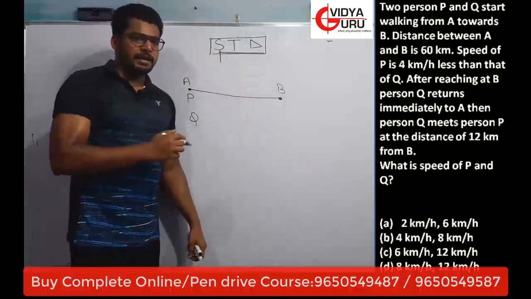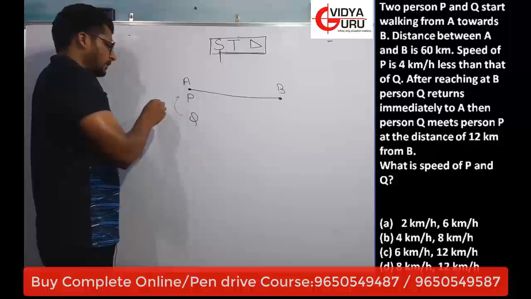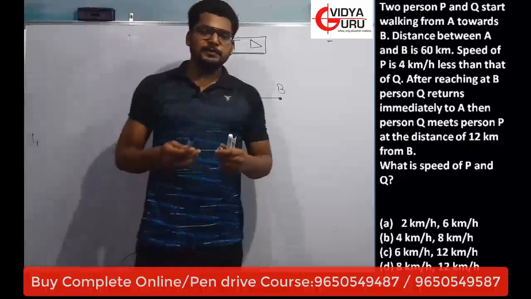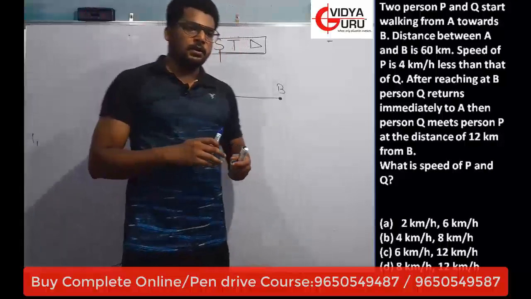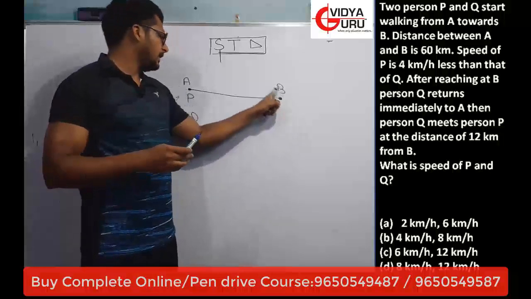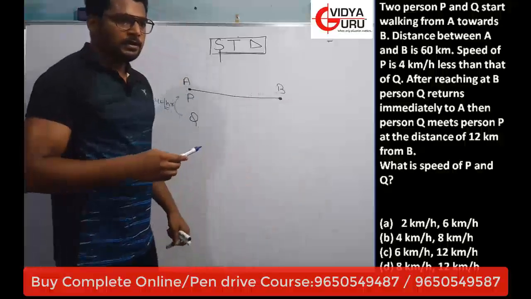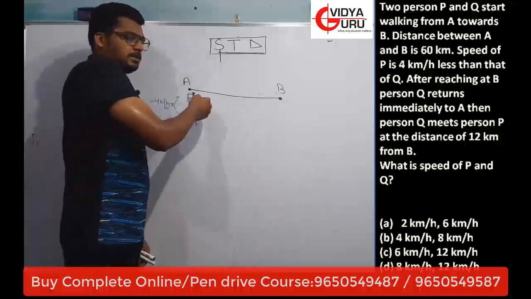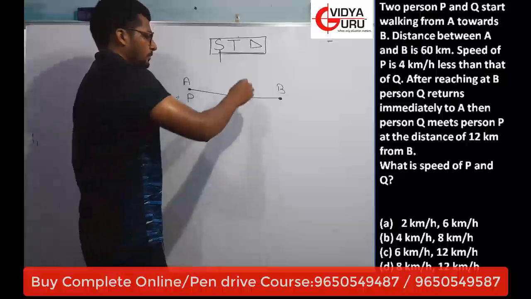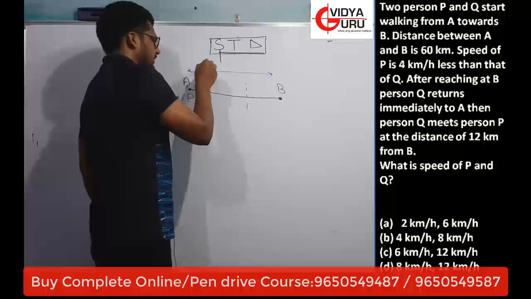The question is saying the speed of P is 4 km per hour less than Q. Q reached B and returned immediately towards A and meets person P at 12 km from B. This whole distance is given as 60 km.